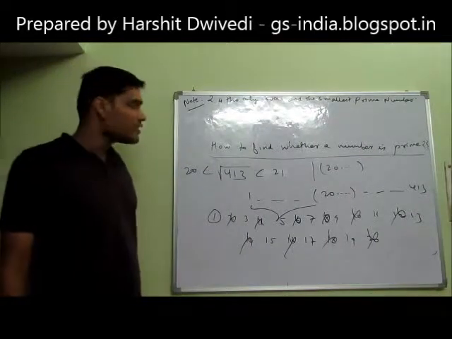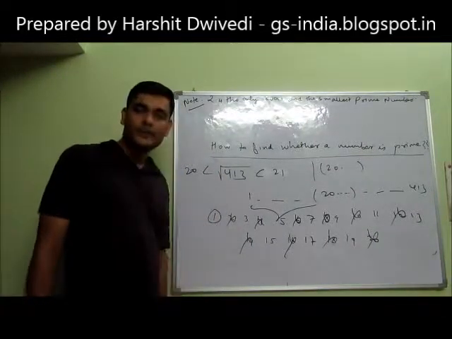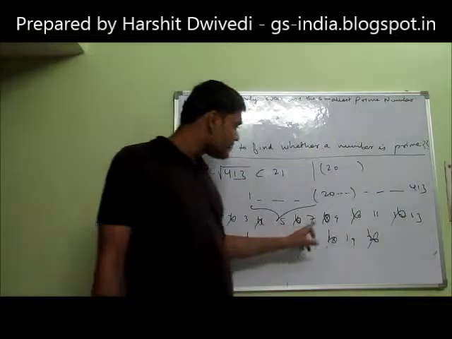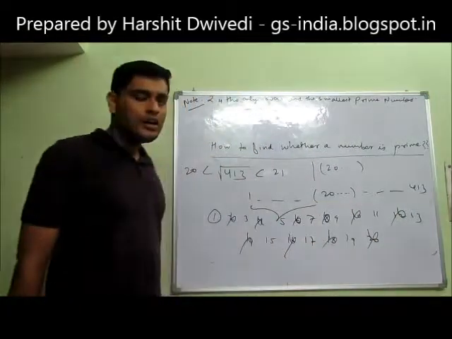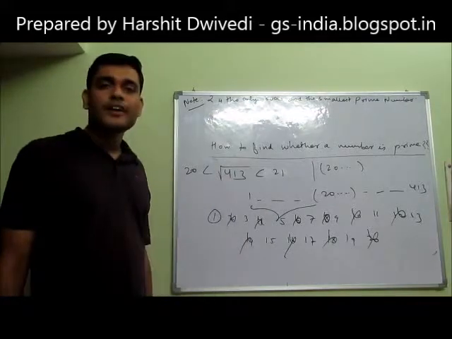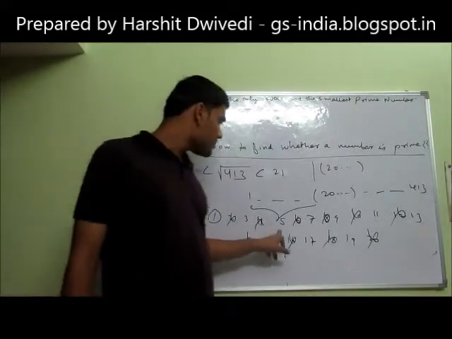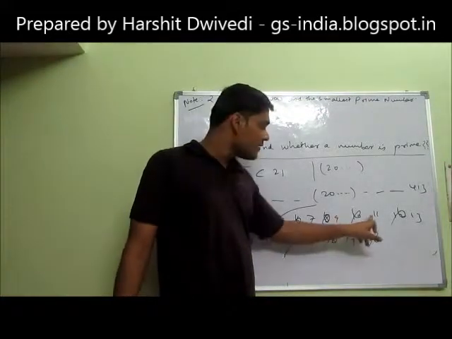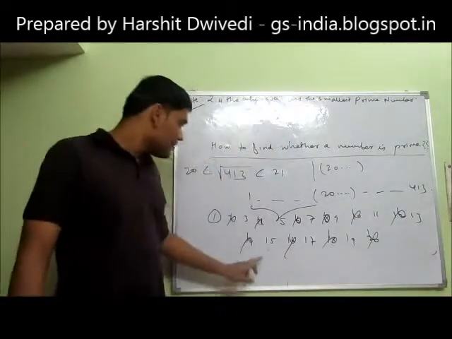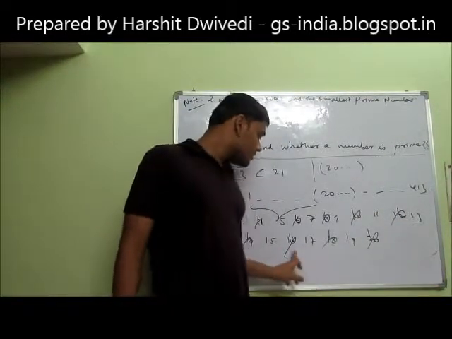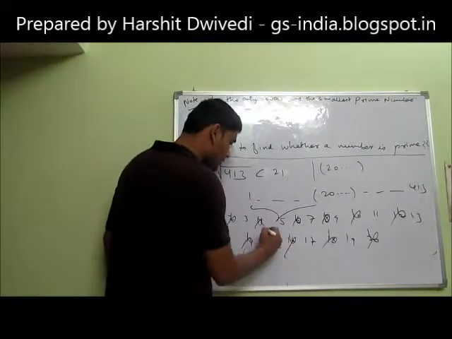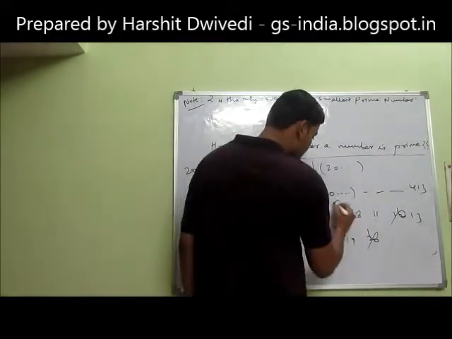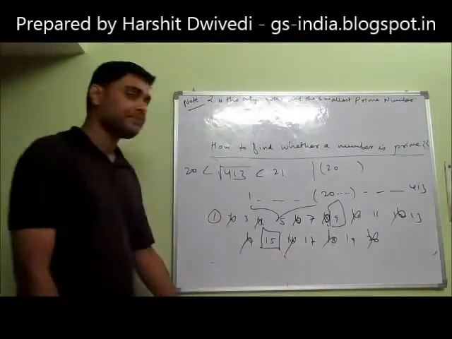Now we have to check the divisibility of 413 by the remaining numbers. Which numbers are remaining? 3, 5, 7, 9, 11, 13, 15, 17, 19. Now let's see how many of the remaining numbers are prime. 3 is prime, 5 is prime, 7 is prime, 9 is not prime, 11 is prime, 13 is prime, 15 is not prime, 17 is prime, 19 is prime. So 15 is one composite number, 9 is the second composite number.